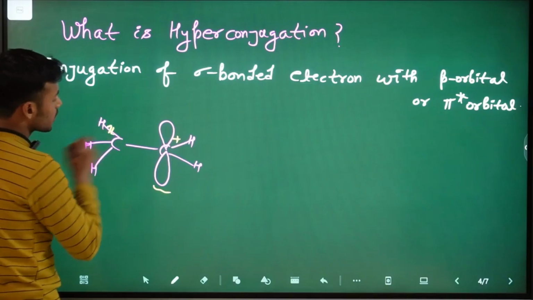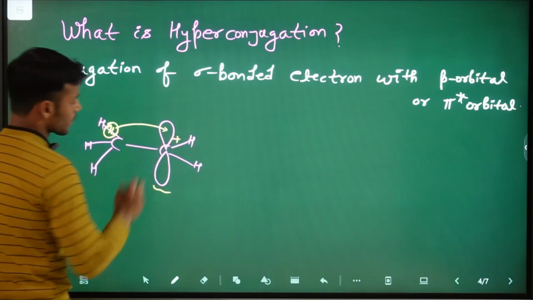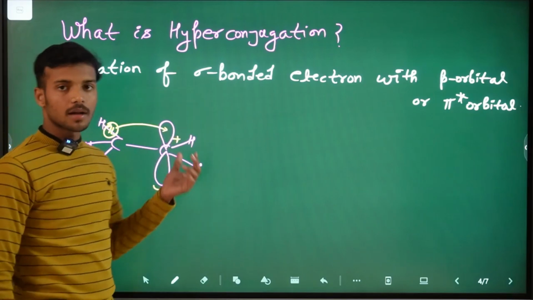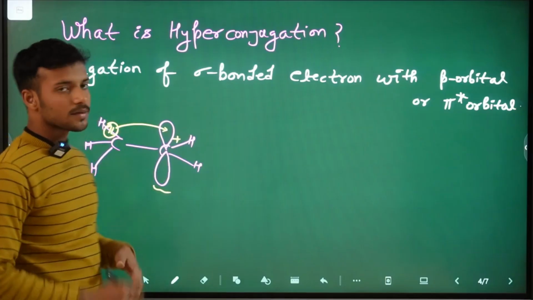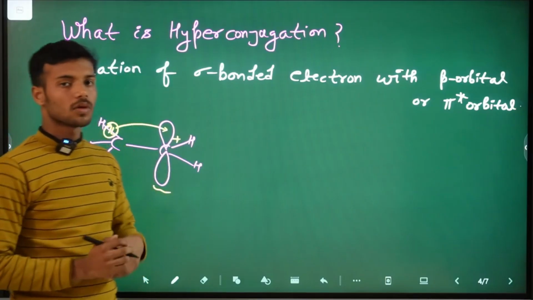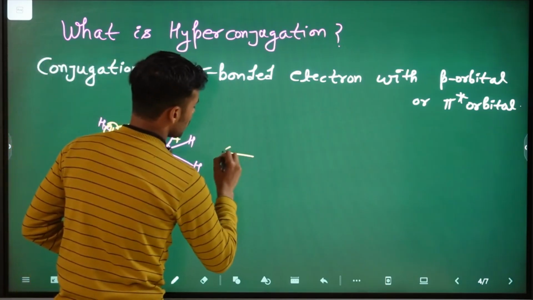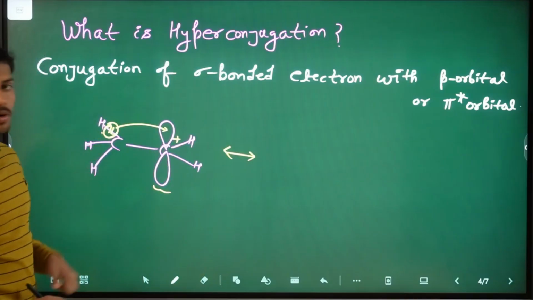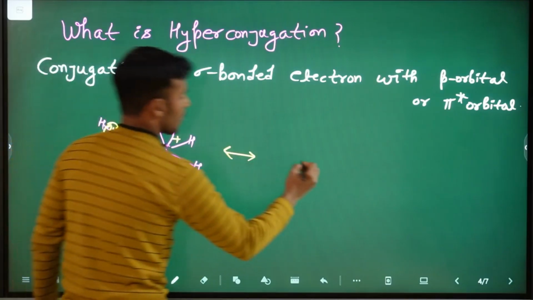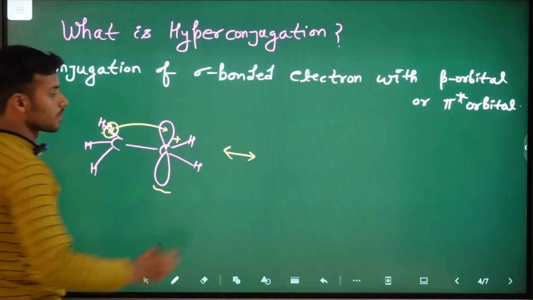It will interact with the alpha CH bond. The carbocation has an empty p orbital, so it will interact with the alpha CH bond to gain more stabilization. So what will happen? This CH bond will break, and there is a formation of a new pi bond between these two carbons.